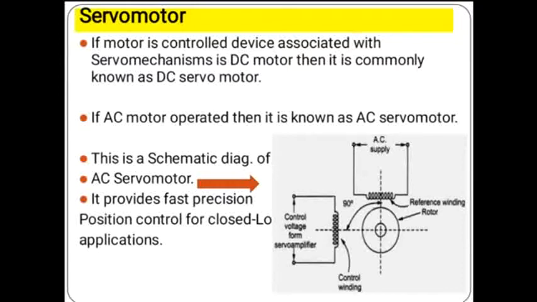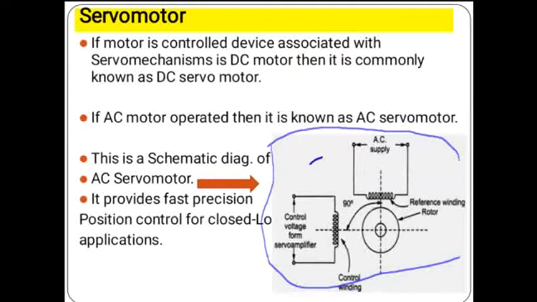First we will discuss the working and construction of the AC servo motor. In this figure, this is the schematic diagram of an AC servo motor. It provides fast, precise position control for closed loop applications. Now, in this block diagram you can see the AC servo motor has a stator winding and a rotor winding. The stator winding is divided into two parts.